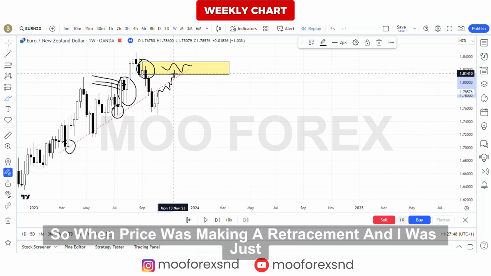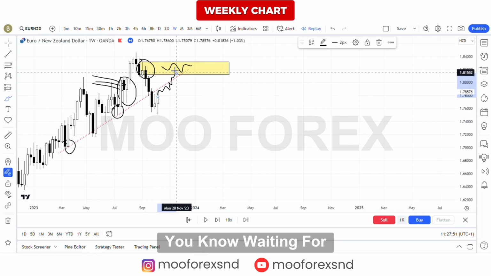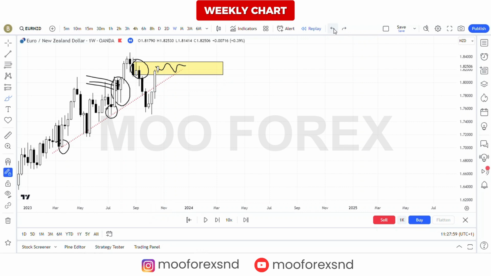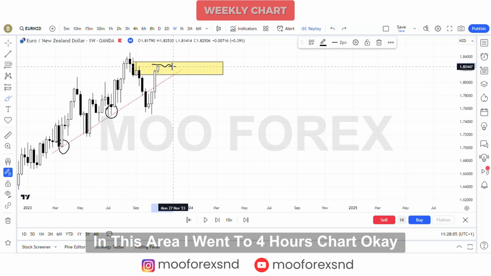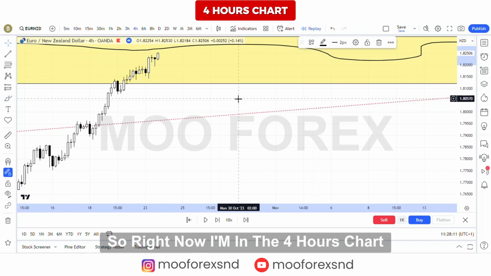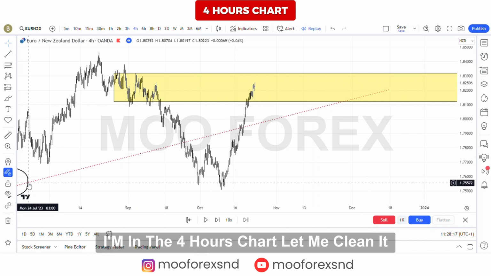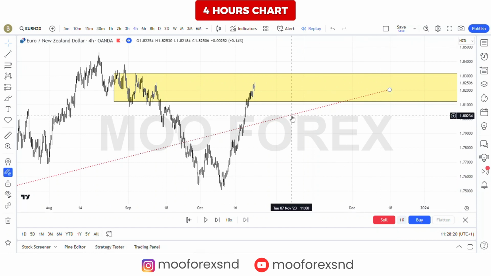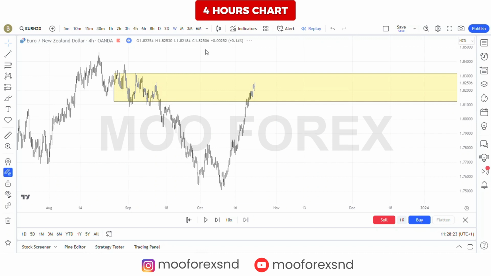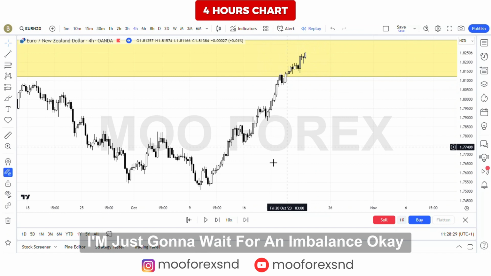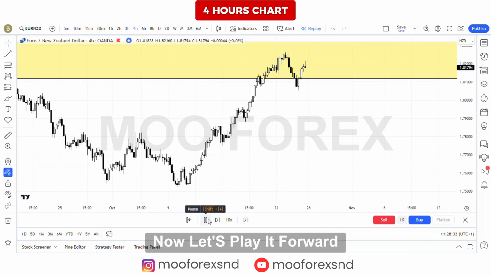So when price was making a retracement, I was just waiting for this area. When price came here in this area, I went to the 4 hours chart. Right now I'm in the 4 hours chart, as you can see very clearly. Let me clean it. So that was the weekly. Now in the 4 hours chart, I'm just going to wait for an imbalance. Now let's play it forward.